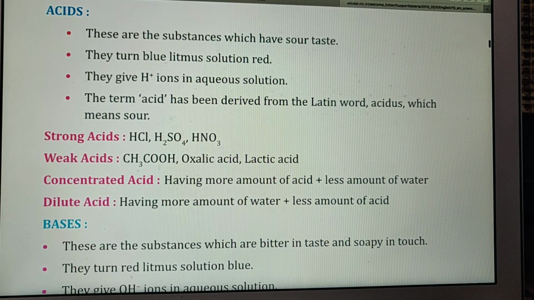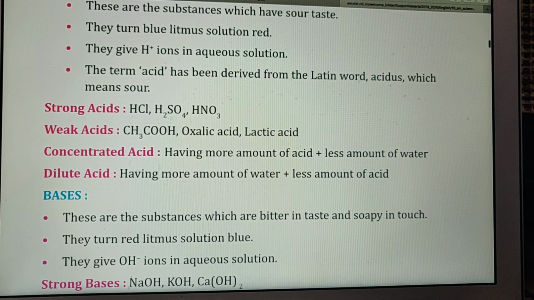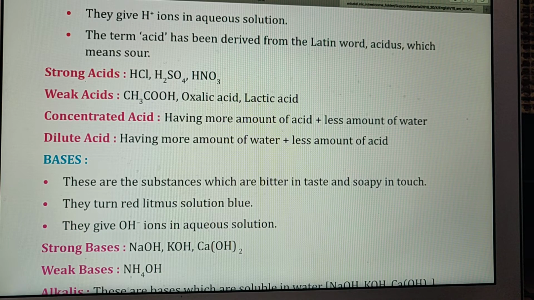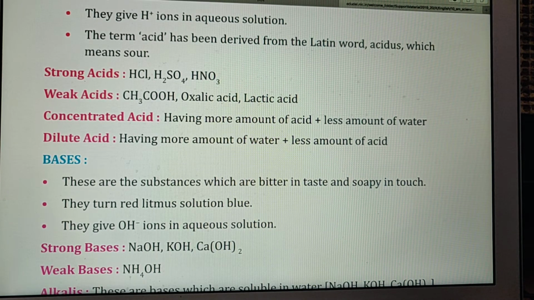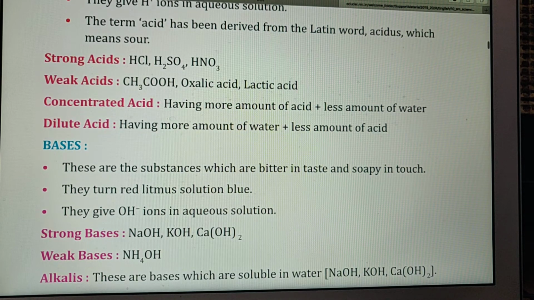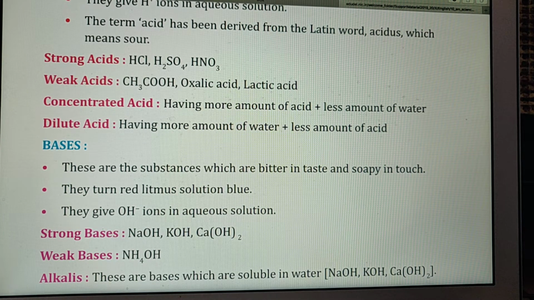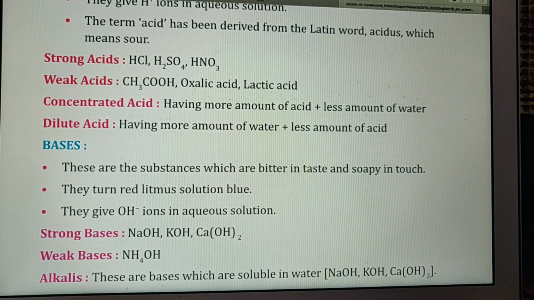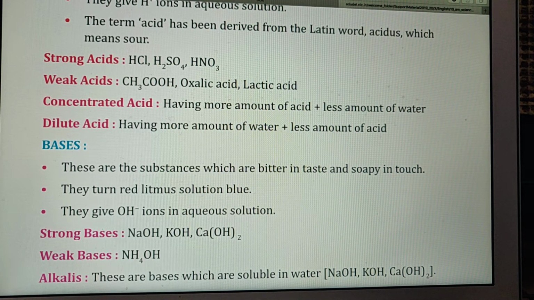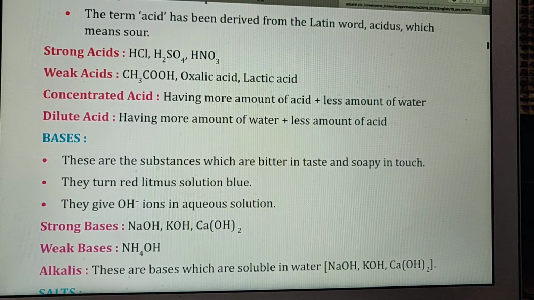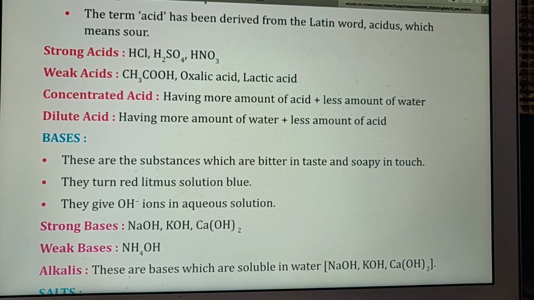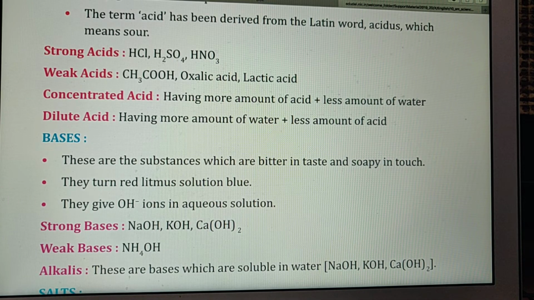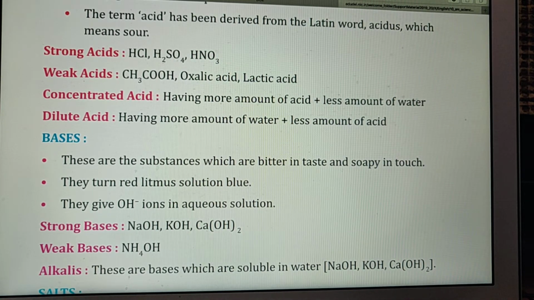Now about the bases. They are substances which are bitter in taste and soapy in touch. They turn red litmus solution blue. They give OH ions in aqueous solution. So strong bases are there: potassium hydroxide KOH, sodium hydroxide NaOH and calcium hydroxide Ca(OH)2.